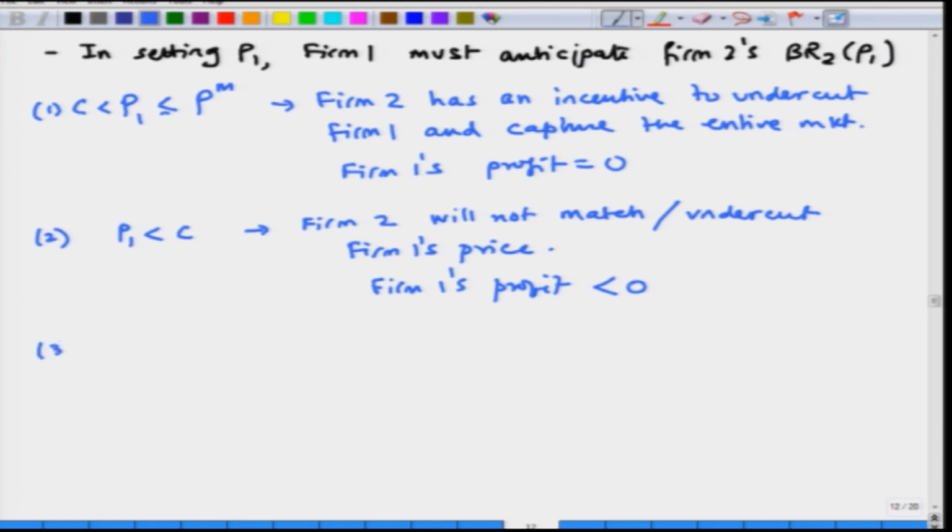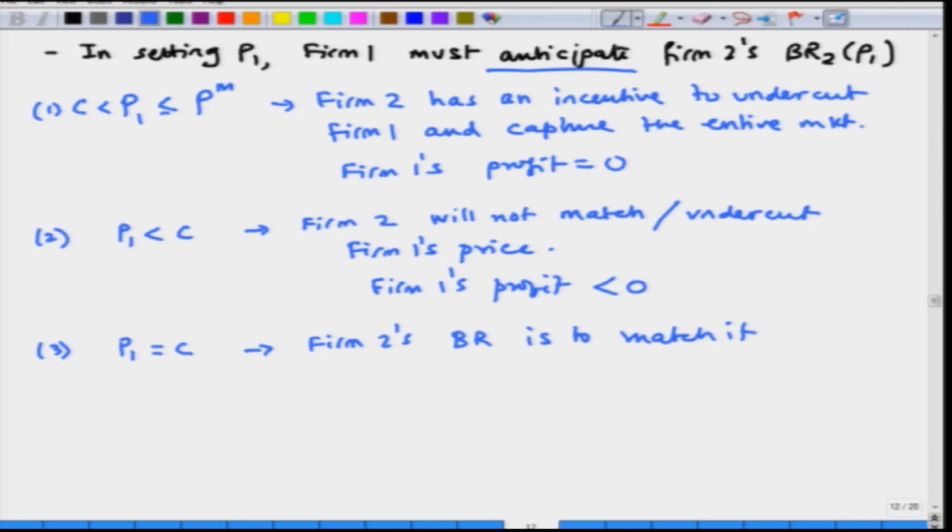And finally, if firm 1 charges a price which is equal to marginal cost, well, firm 2's best response is to match it. So, both firms are going to split the market and the profit of each one of these firms is going to be equal to 0. So, this behavior of firm 2, which firm 1 is going to anticipate, puts firm 1 in a bind.